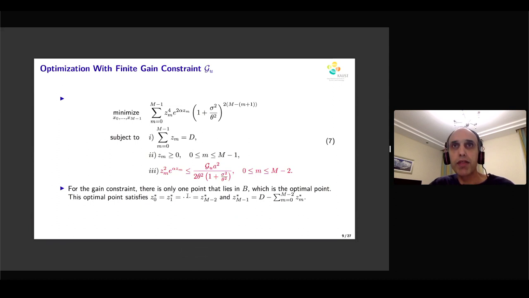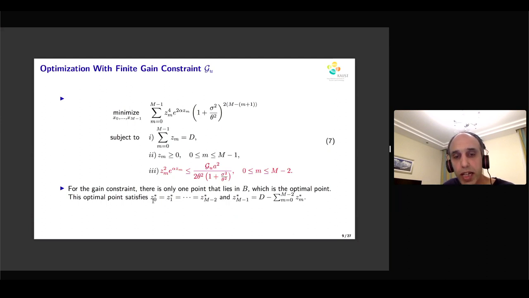Next, we'll look at the optimization with the finite gain constraint. In this case, this is again the same objective function, but I introduced this extra constraint, which is driven by the limit on my gain for the AF relay, right? So in this case, we can see that when the constraint is active, there's only one point that satisfies this boundary condition. Here I'm assuming that this is a convex function, and so when the constraint is active, the solution will lie on the boundary of the constraint.